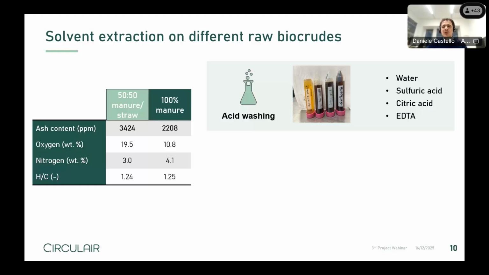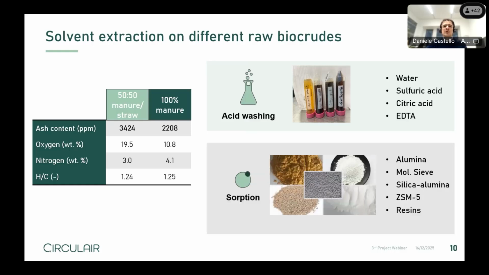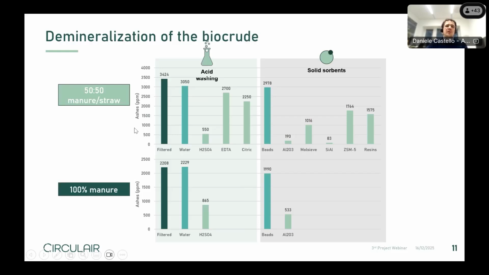One is acid washing, which is the state-of-the-art solution: washing the biocrude with an aqueous solution of some acids, and we tested some of them. And a novel solution, which is based on adsorption, so trying to remove these inorganics by adsorption on a solid material, which is less innovative in the field, at least of HTL biocrude so far. And here is a summary of the results that we obtained by comparing these two approaches.